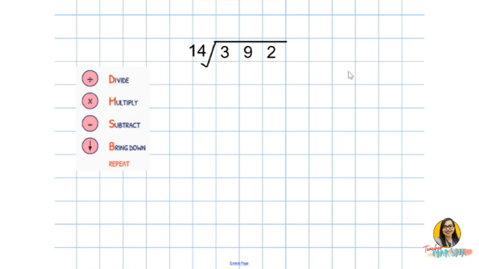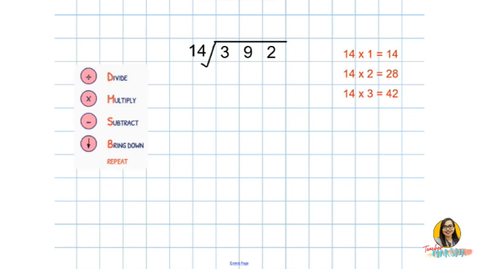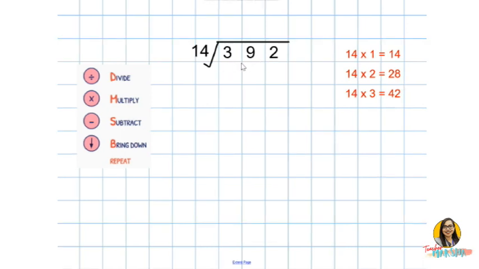Here, you can estimate how many groups of 14 are there in 39, or it would also be helpful if you can list down the multiples of 14, starting off with 14 times 1, 14 times 2, and 14 times 3. Now you will see that 3 groups of 14 is already more than 39, so we can only get 2 groups of 14, which is 28. So 39 divided by 14 is equal to 2, and we're going to write the answer in the tens column above 9. So let's write here 2. So we're done with the first step, which is divide.